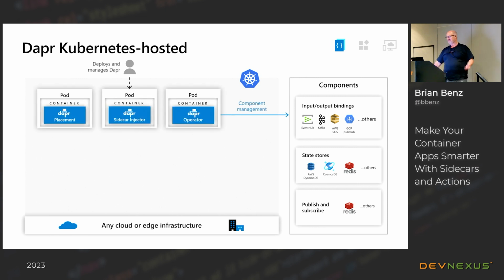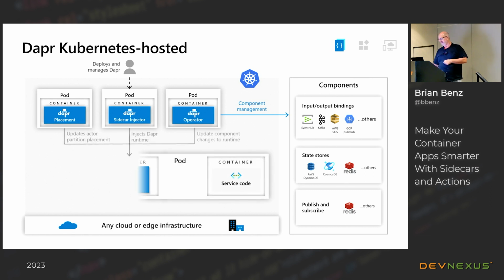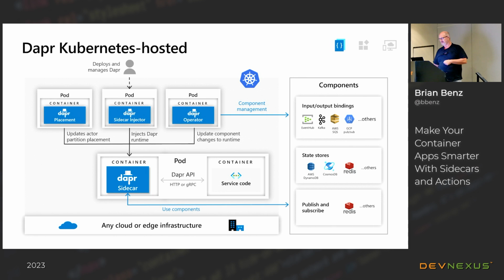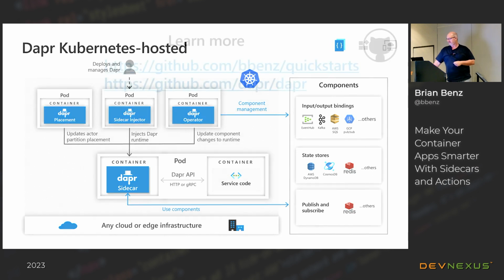So how that works is each pod, you've got a Dapr placement as your Dapr runtime. You've got an operator, and you've got a sidecar injector that runs with your application as well. Then you've got a container sidecar. HTTP or gRPC goes to your actual code, and the sidecar handles all the PubSub, state stores, input-output bindings, or anything else you have in your application.